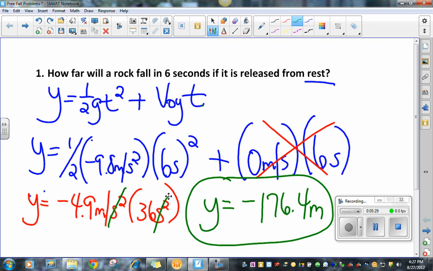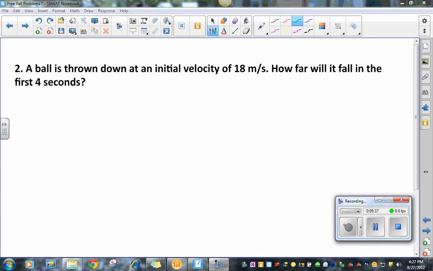Also, if you're just starting out, it's a good idea to list, like I did at the beginning of the problem, all the variables of your knowns and your unknowns. Okay, second problem. A ball is thrown down at an initial velocity of 18 meters per second. How far will it fall in the first 4 seconds?